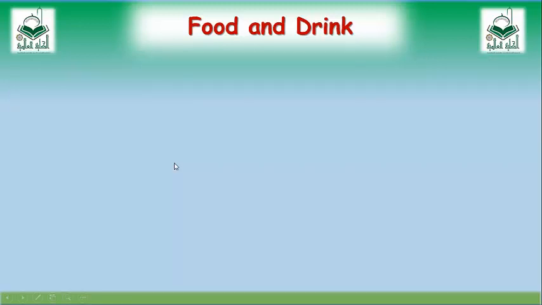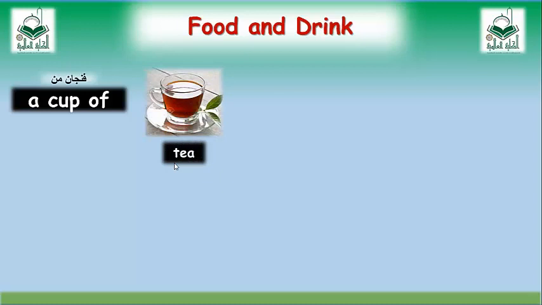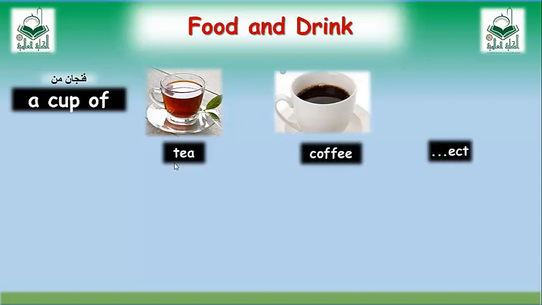Let's have more examples of these words, the quantifiers or containers, like a cup of. I can say a cup of tea, a cup of coffee. Look at the words tea and coffee, they are uncountable nouns. I cannot say coffees. No, I cannot make it plural. So how can I make it plural? Using words like a cup of tea, a cup of coffee.